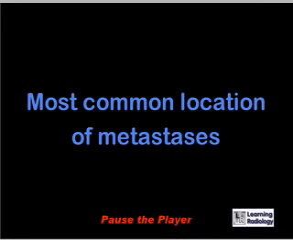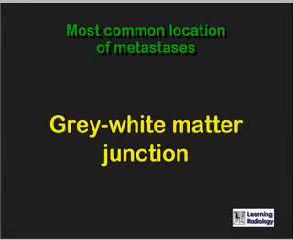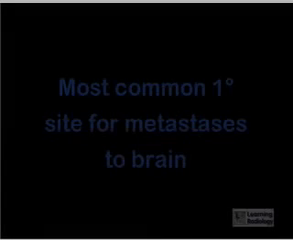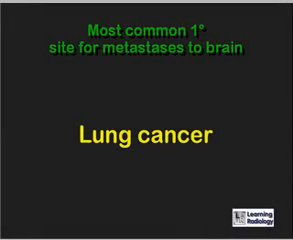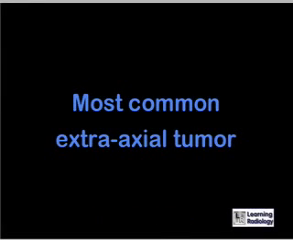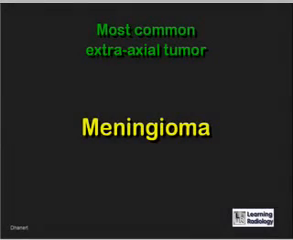What is the most common location of metastases? The gray-white matter junction. What is the most common primary site for metastases to the brain? Lung cancer. What is the most common extraaxial tumor in adults? Meningioma.